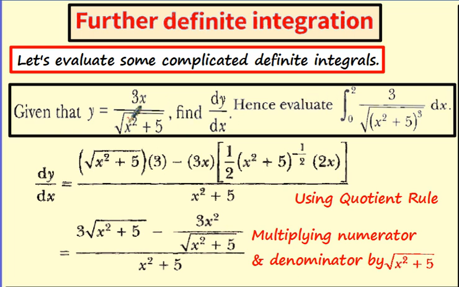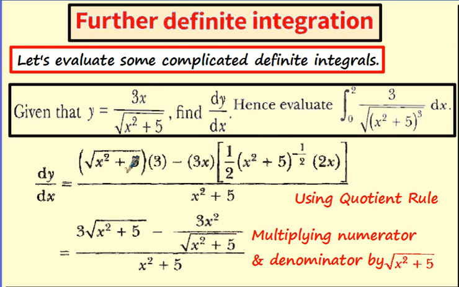Given that y is 3x upon square root of x square plus 5, find dy upon dx and then hence evaluate the integral over the range 0 to 2 of 3 upon this. Now dy upon dx we have already done in part 1 as well using the quotient rule.